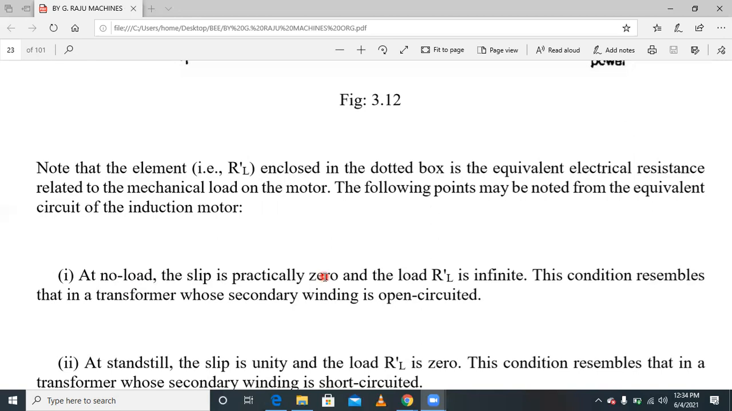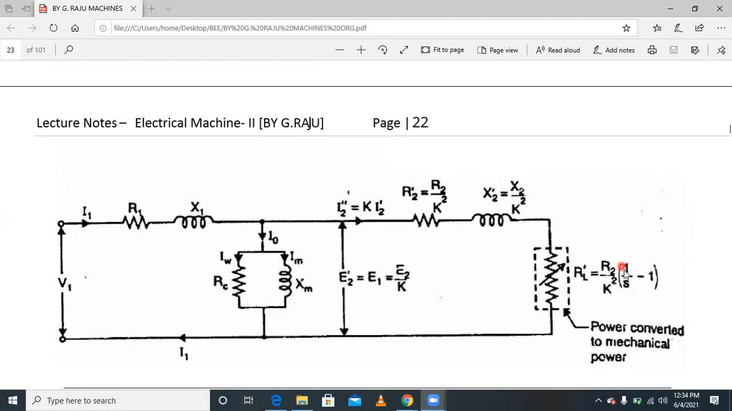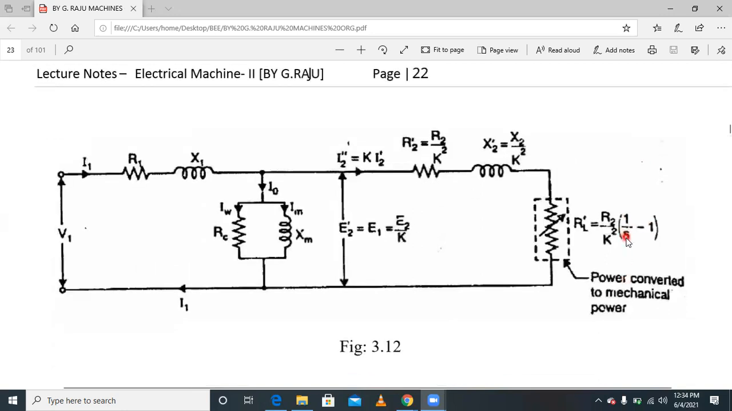Understood. So rotor speed is almost equal to the stator speed. For example, the stator rotating magnetic field is at 1500 rpm, but the rotor is rotating at 1498, 1499 like that, almost equal to the synchronous speed. Under no load condition, there is no load on the motor, so it rotates freely. At no load, the slip is practically zero and the load resistance is infinity. At no load, NR is equal to NS. Rotor speed is equal to synchronous speed.